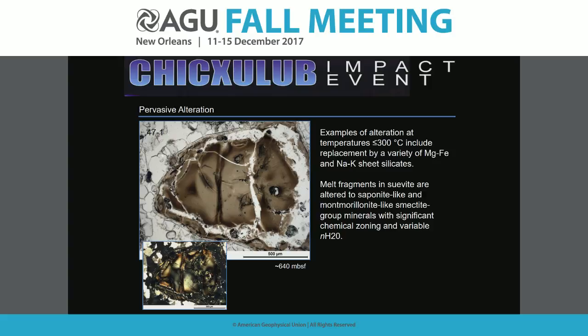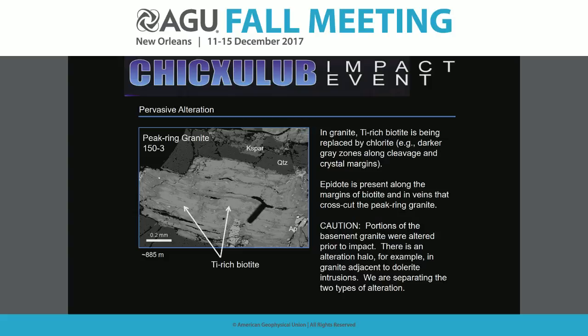Commonly that's seen by replacement of impact glasses by a variety of magnesium iron and sodium potassium sheet silicates. Here, again, you see these melt fragments. Here, by the way, is an optical view with cross polars, and this is simply a plain light view. These are saponite-like and montmorillonite-like smectite group minerals. That's a big group of words to indicate it's a mess with some significant chemical zoning and a variety of water abundances. I'm going to skip through this because I think I'm running just a little bit short on time.